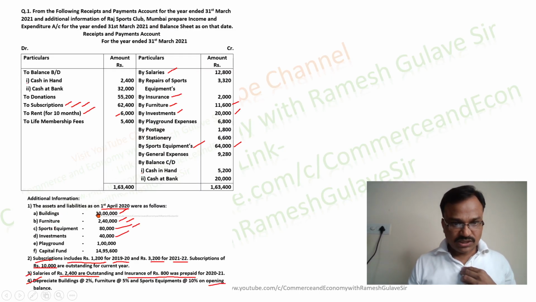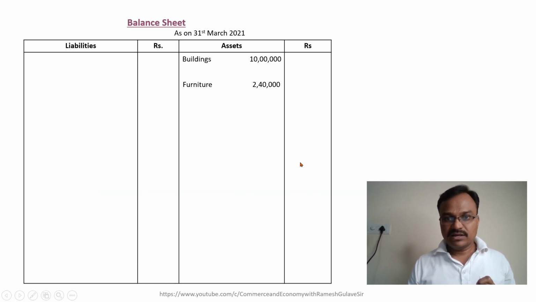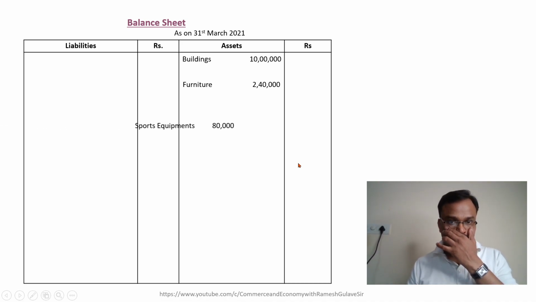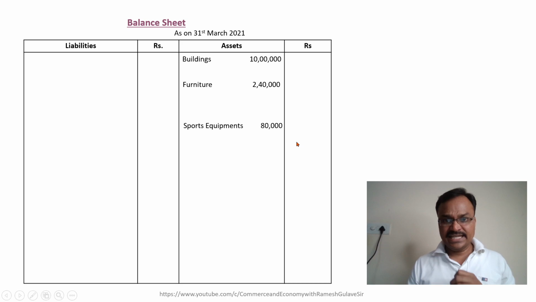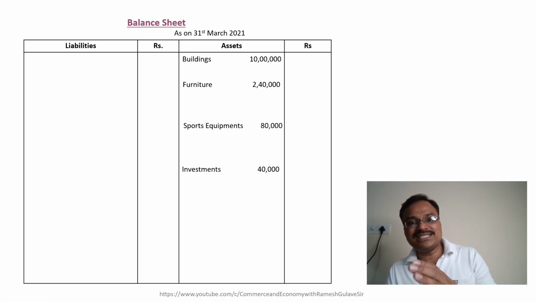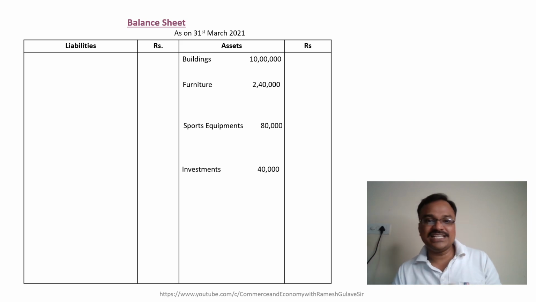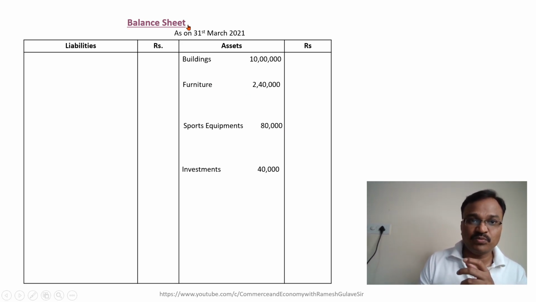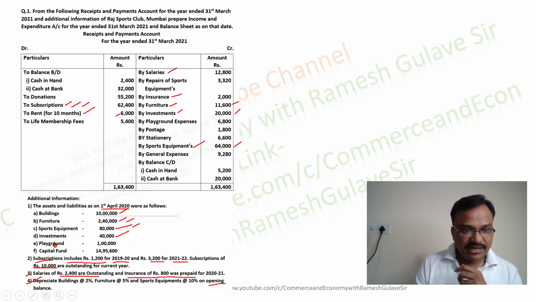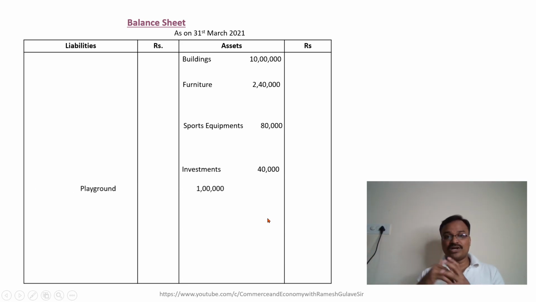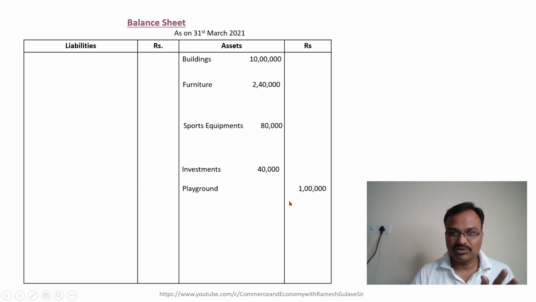After furniture, the opening balance of sports equipment and investments are given. So, okay, let us record the opening balance of sports equipment. It is 80,000, and opening balance of investment, it is 40,000, right? See friends, here we have recorded all these four assets in the inner column because there are adjustments on all these four items, right? Now after investment, next is playground, and here you can see that there is no adjustment on playground, so we can record the amount of playground in the outer column. Okay, so here playground 1 lakh rupees, right?